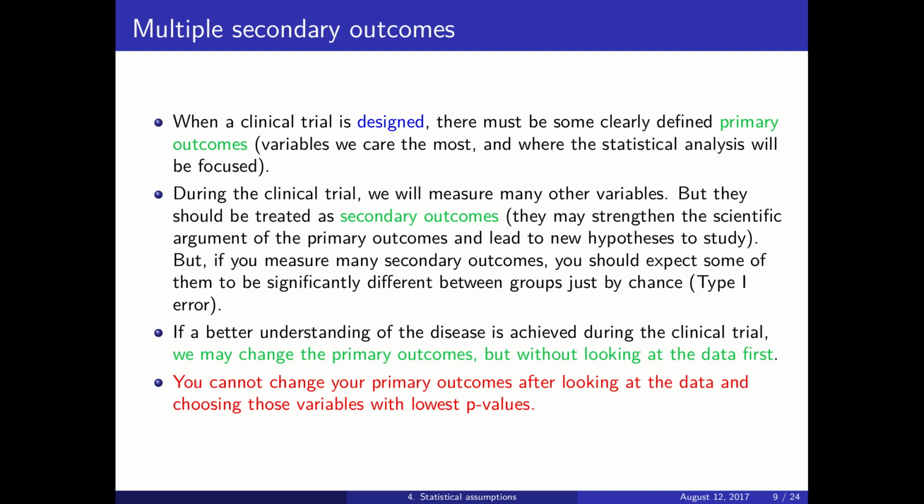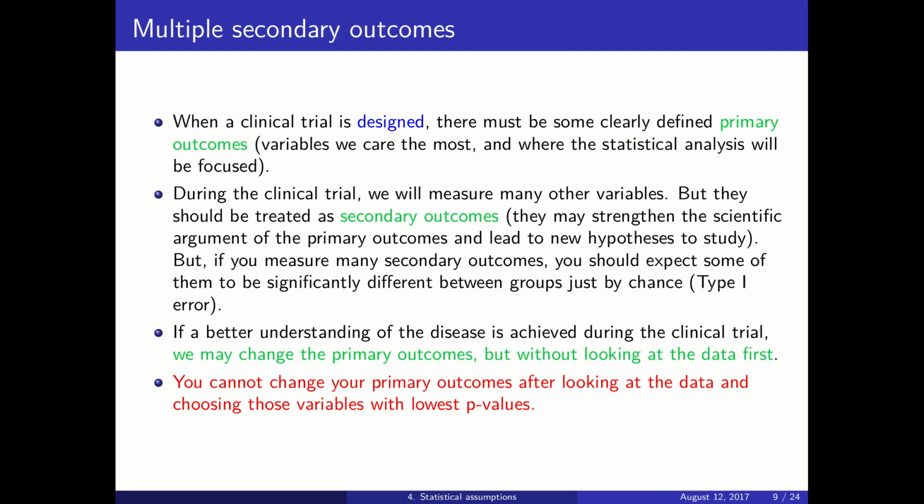But then, as part of the research, you also measure some other variables. These other variables are secondary outcomes. These secondary outcomes may strengthen the scientific argument of the primary outcomes, and they may lead to new hypotheses to study. So you may identify patterns in the secondary outcomes that are really interesting, and then they should be the primary outcomes of a future study.